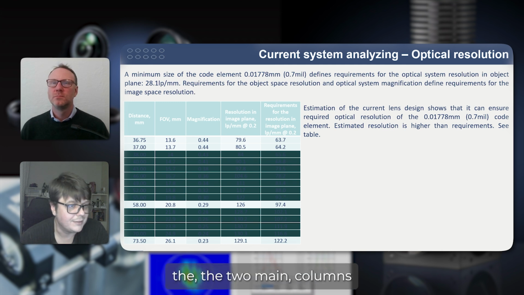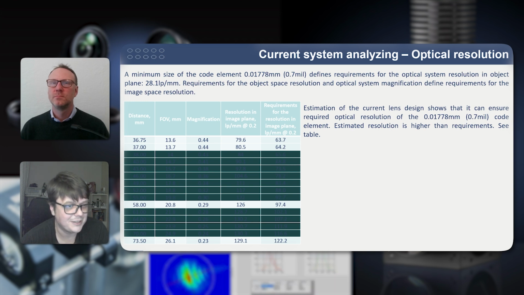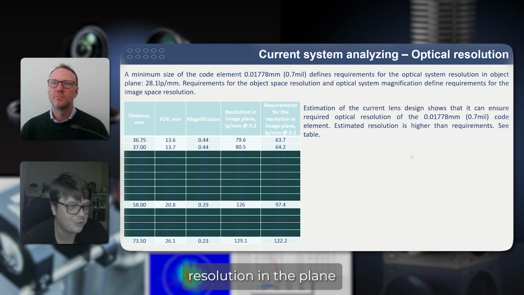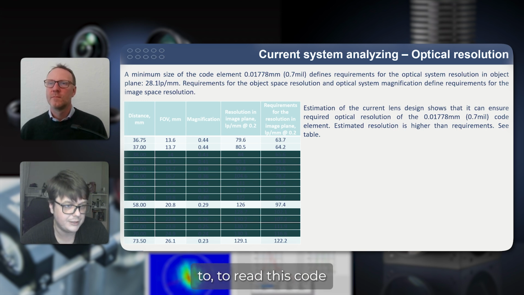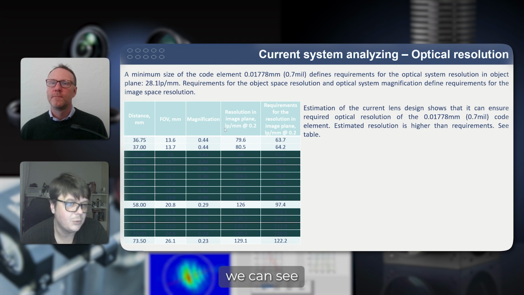Well, in this, the two main columns are the two last columns: resolution in the image plane and requirements for the resolution in the image plane. As I remember, we defined requirements for the resolution in the image plane to provide the possibility to read these codes. Software requires optical resolution to read these codes, and we did a series of simulations and defined resolution in the image plane in the model, and compared this achieved resolution with the resolution that is required for the software. And now we can see results of this work.